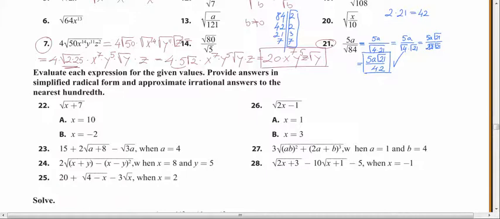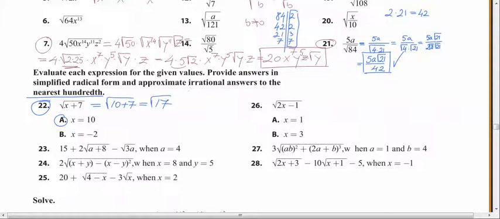Alright, the next set of problems says evaluate each expression for the given values, provide answers in simplified radical form and approximate irrational answers to the nearest hundredth, right? How about number 22? Part A. X equals 10, which gives you square root of what? 10 plus 7, right? Which is square root of 17. Now that's a prime number. We cannot do anything to it.